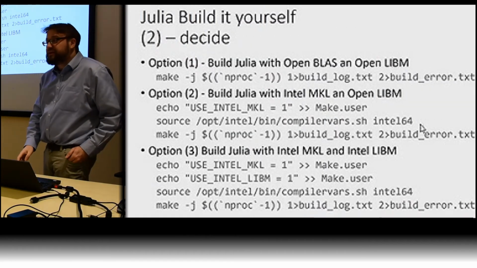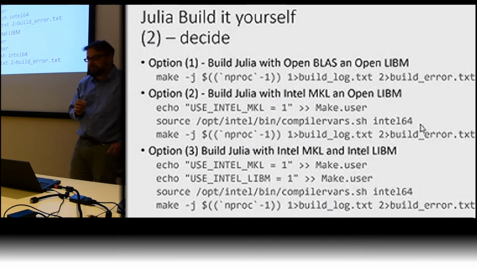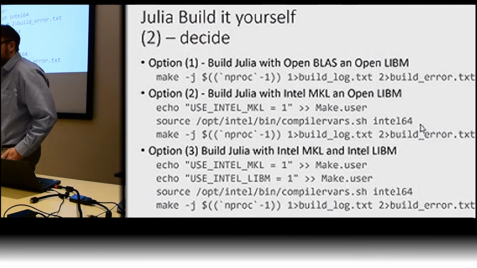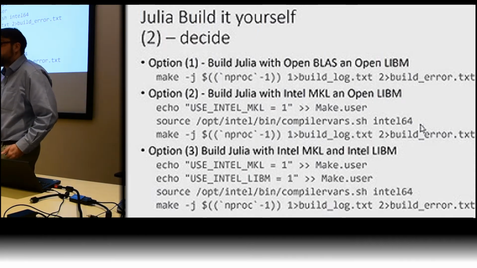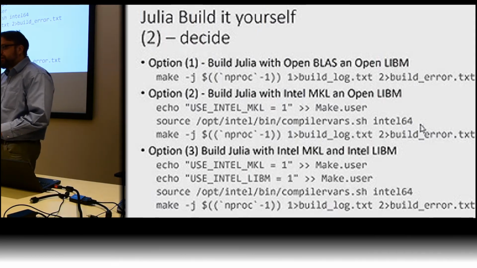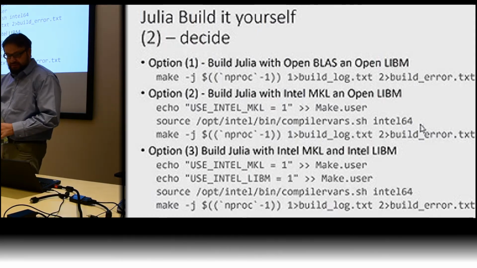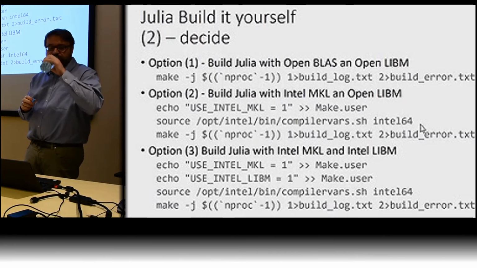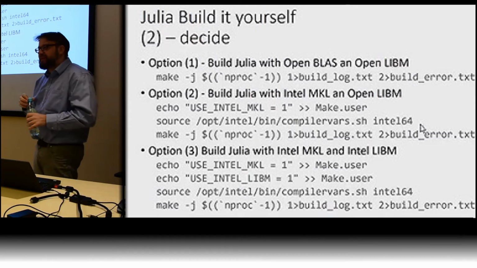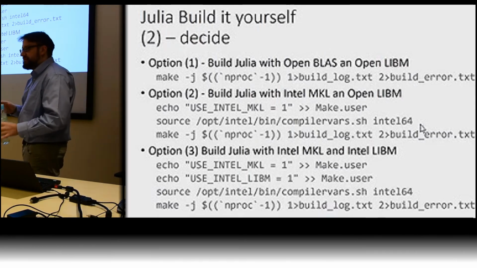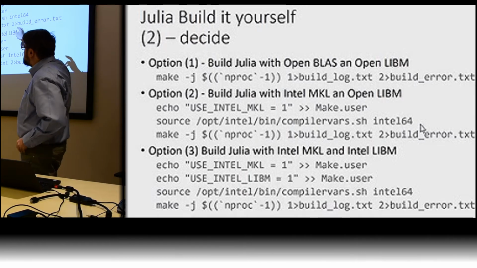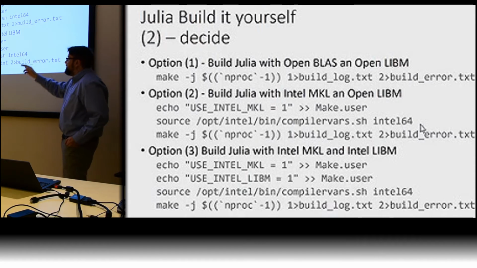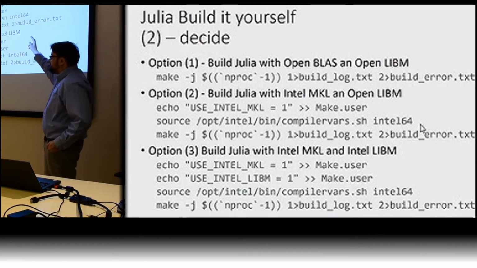And now we have 3 possibilities on how to build Julia, and it depends on our taste, and whether we want to keep only with open source tools, or if we want also to use Intel compilers. Okay, so what are the options? The options depend on what kind of mathematical libraries we are going to use. The first option is to build Julia with OpenBLAS and OpenLibM, and this is the most straightforward option.